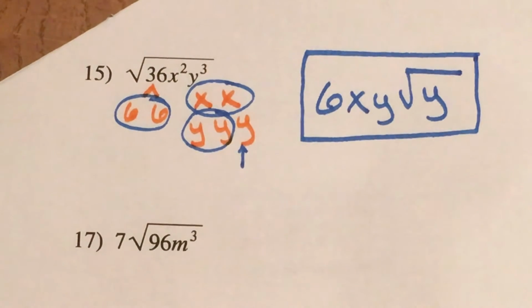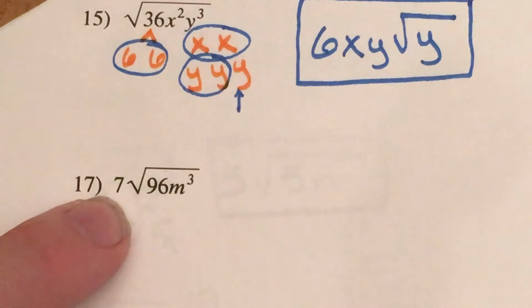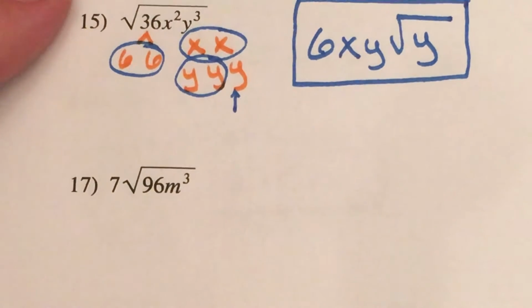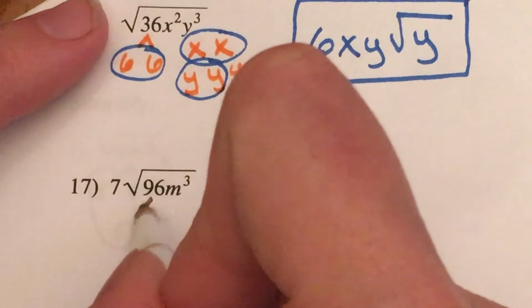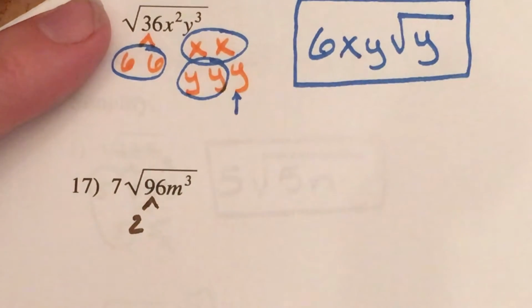So let's look at 17. 17 is just a little bit different, but not by much. It's different because there's a 7 in front of the square root. So we're going to find out what to do with that. So let's break down the 96. It's divisible by 2.